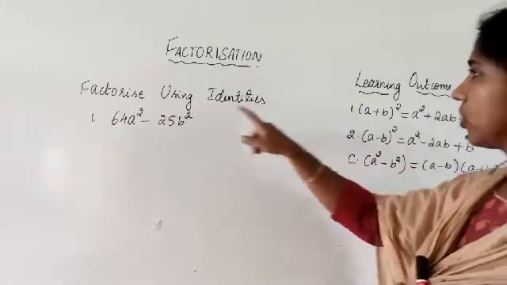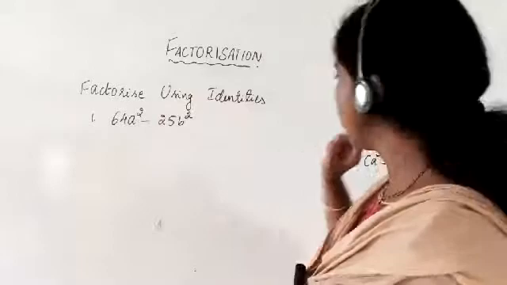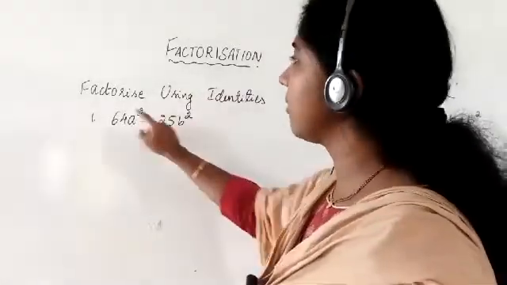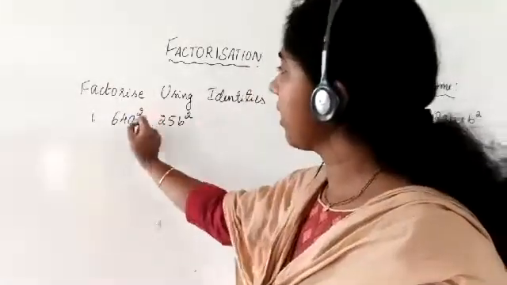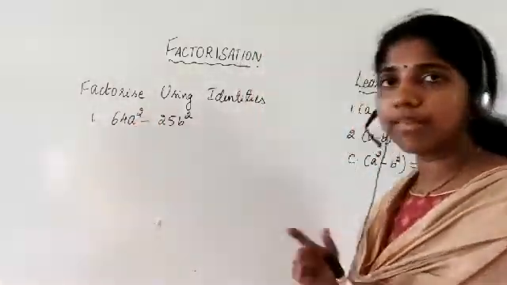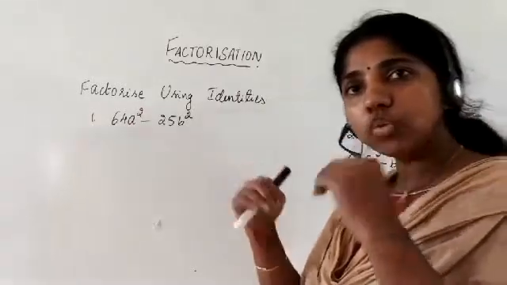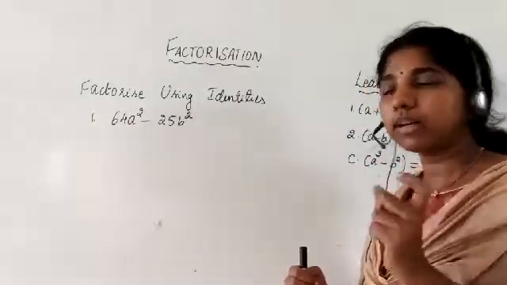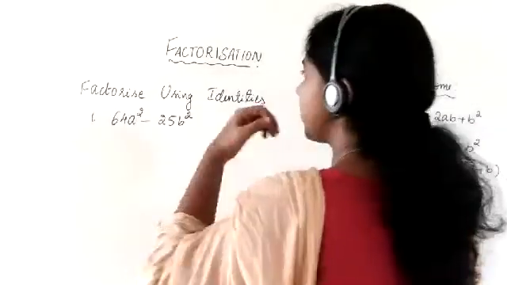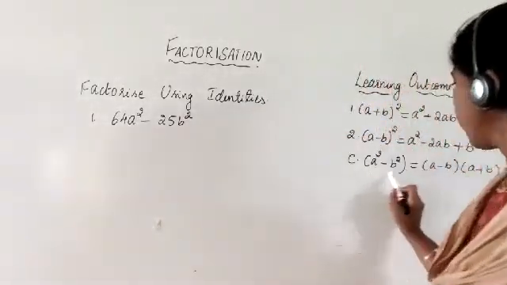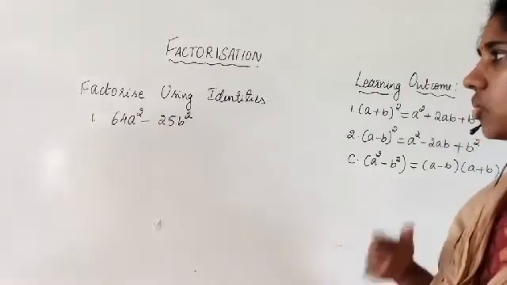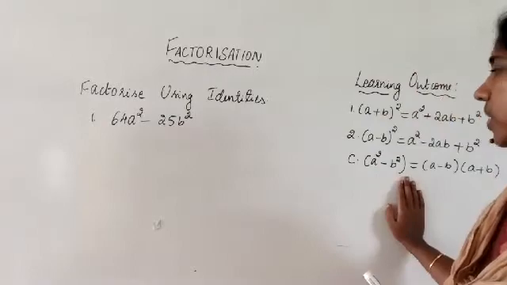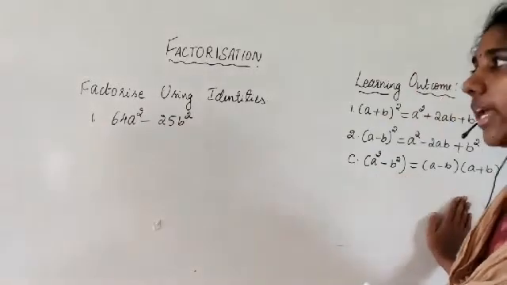We cannot use (a plus b) the whole square, nor can we use (a minus b) the whole square. Why? Because we don't have the whole expression to the power 2. We have individual terms having the power 2. We don't have the 2 terms together with power 2. So we have to go for the third identity. What is the third identity? That is a square minus b square equals (a minus b) into (a plus b).